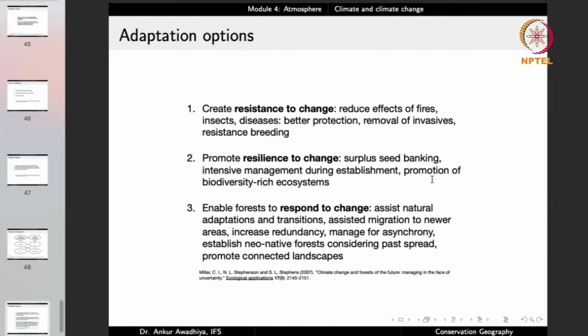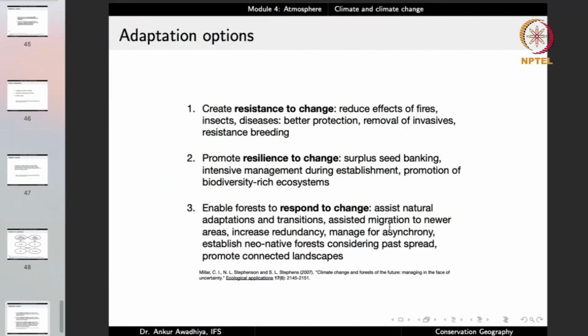Or intensive management during establishment, promotion of biodiversity rich ecosystems. Because if the amount of biodiversity is more, then the systems are typically more resistant to changes, because even if certain species get extinct, there will be other species to take their place. So for instance, if one pollinator becomes extinct because of climate change, there will be another pollinator to take its place. So that increases the resilience of the system.